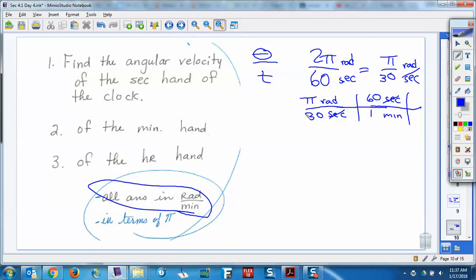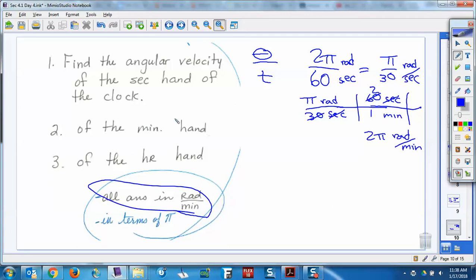So what would that be? Well, this would cancel with that and be 2. So 2 pi radians per minute. Well, that makes sense. The second hand's going to go around 2 pi radians every 1 minute, isn't it? So we probably could have done that right off the bat. We probably could have done it in radians per minute right away, but it was a second hand, so I was thinking seconds. We could have just gone 2 pi radians in 1 minute, and had it right there.